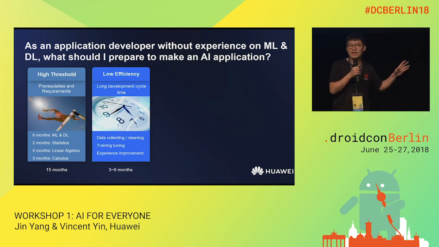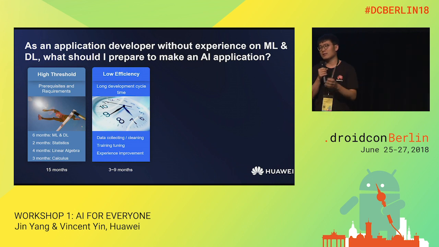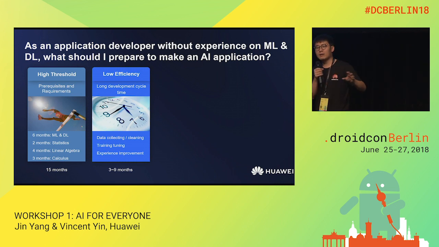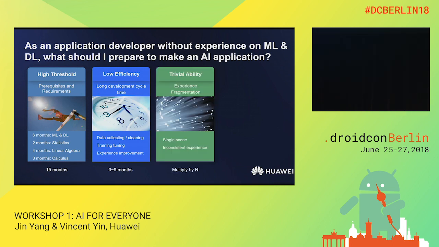But then I met another scenario. Unfortunately, the model I previously trained does not work. So you know, just now, AI models do not work for all scenarios. It's just one scenario that is good. So the workload of creating another model is double. And as we do more and more scenarios, the workload is multiplied by n. This is a disaster.